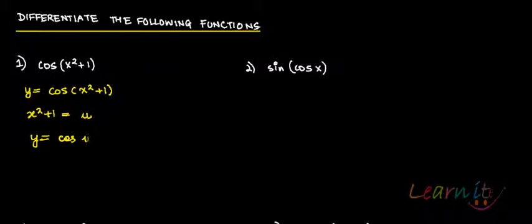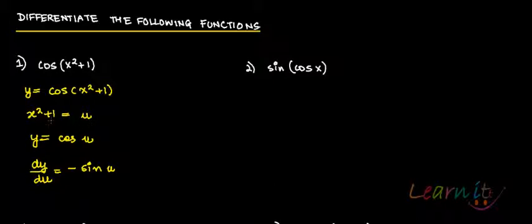Let us differentiate these functions. The first one is cos of x squared plus 1. So we have y equals cos of x squared plus 1. We can write this by supposing x squared plus 1 is u. So the function has become y equals cos of u. From here we can find dy by du, which is minus sine u.